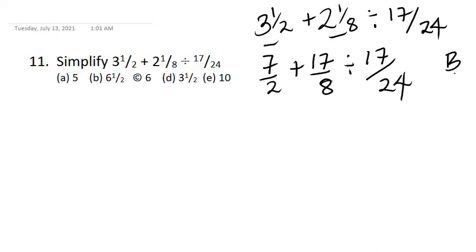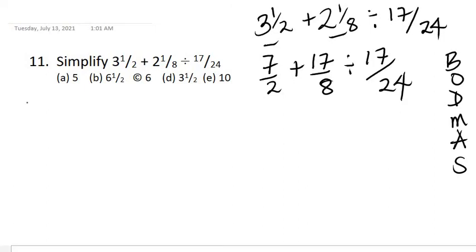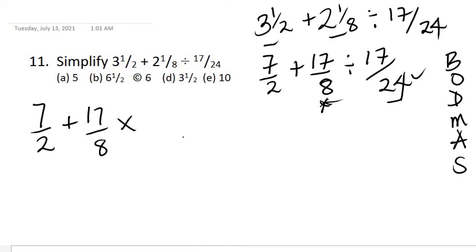BODMAS. We are going to start from division. Division comes before addition. So I'm going to just keep 7 over 2 plus. To solve the division problem, keep the first fraction down, which is 17 over 8. Now change the division symbol to times and flip the second fraction. Because we change the division to times, that's why you always flip the second fraction.